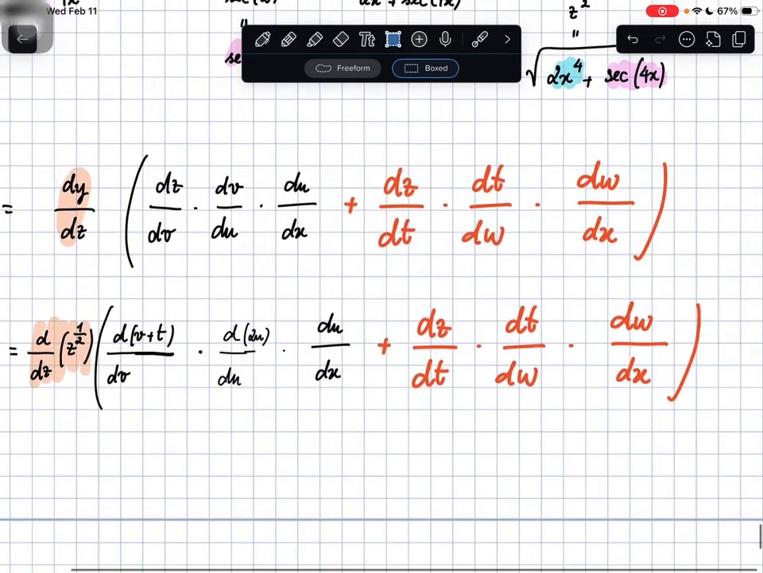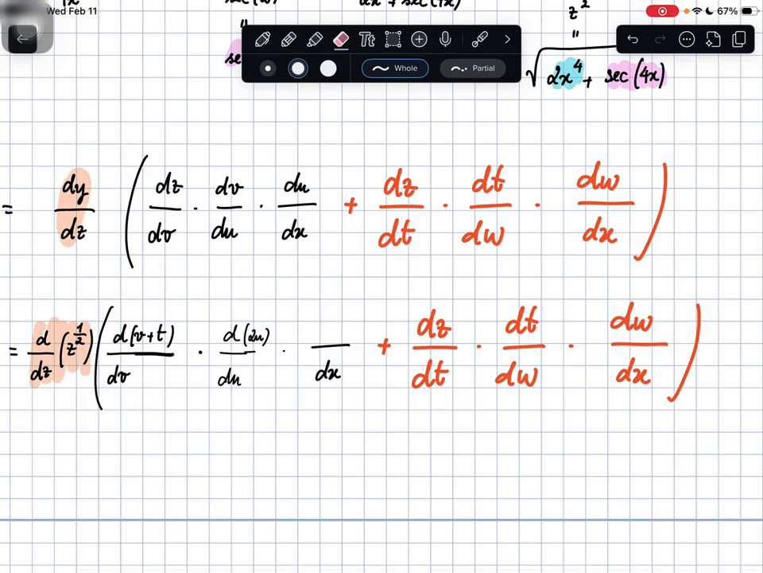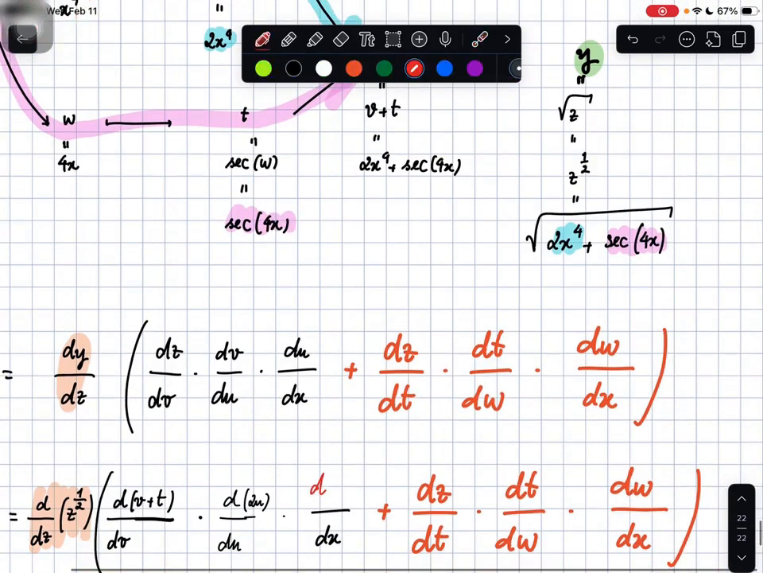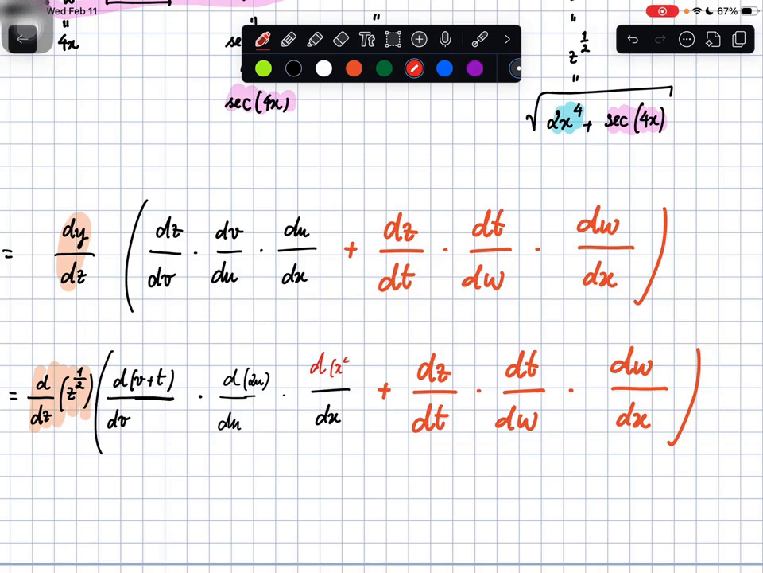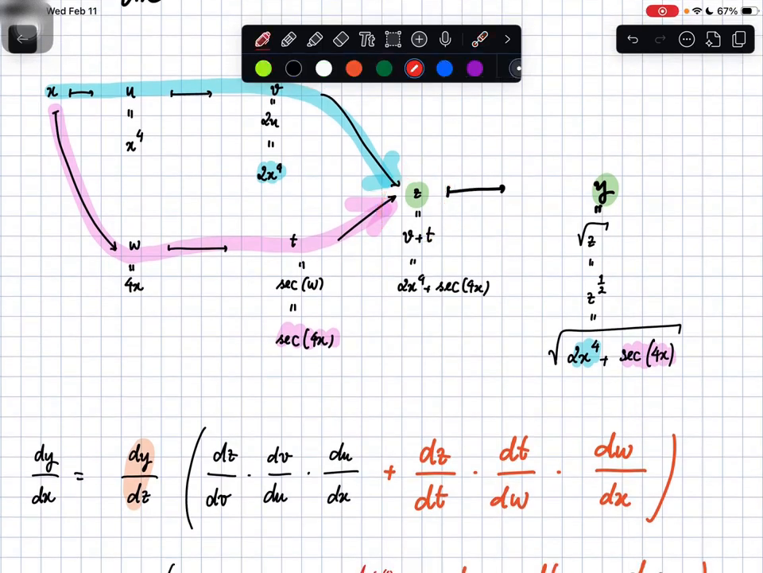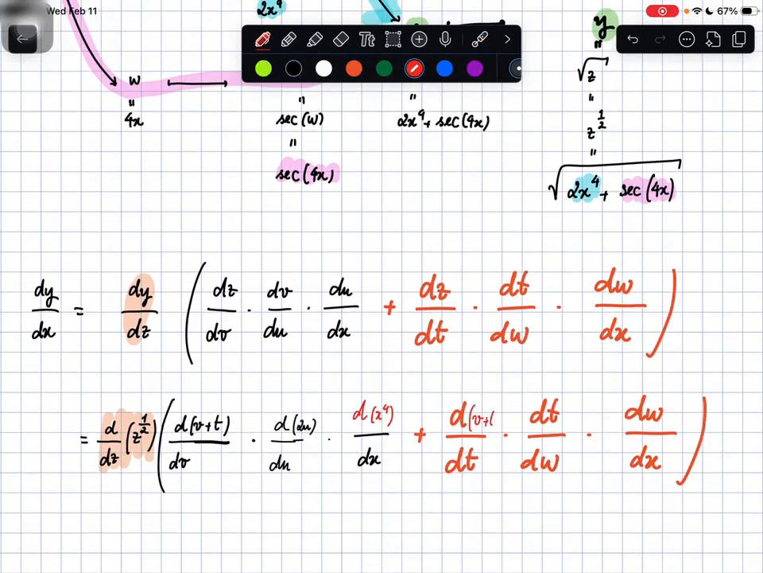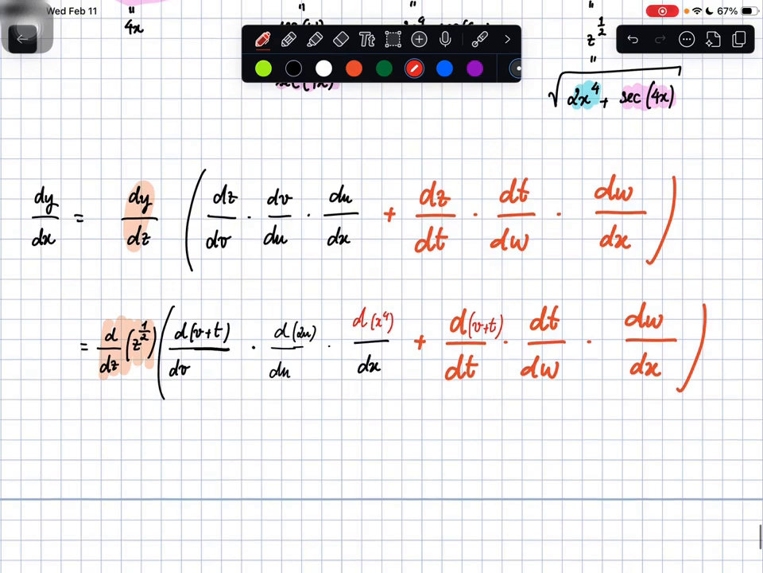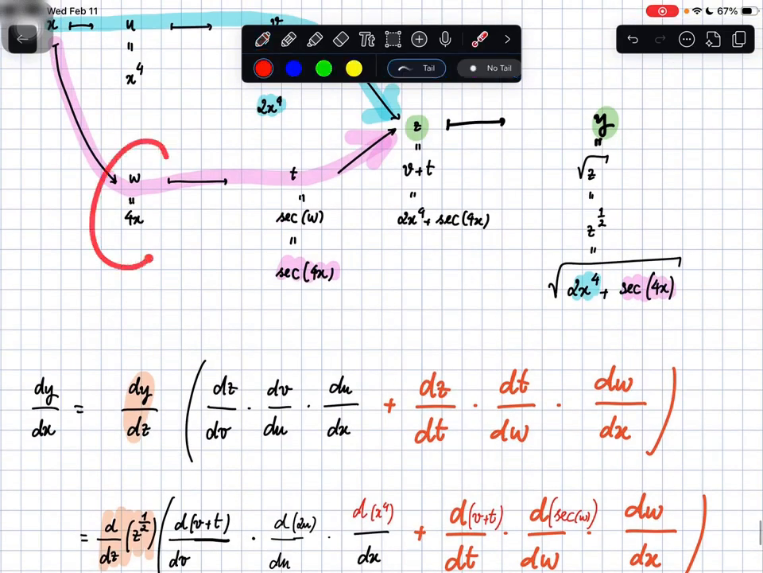du over dx: u equals x to the 4, so d of x to the 4 over dx is x to the 4 prime. dz over dt, which is the derivative of z, v plus t. dt over dw, or dt over d omega, is secant omega, and d omega over dx is 4x.